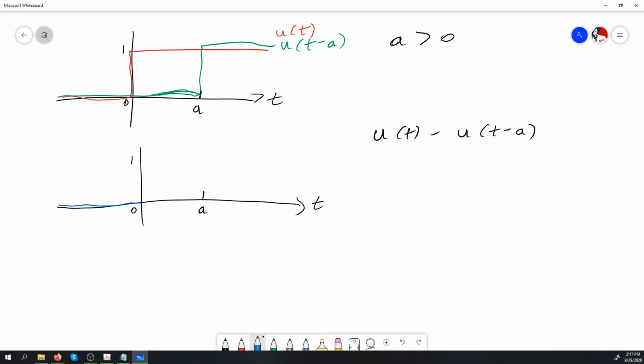And this here is 0. So the u of t value here is 1, but the u of t minus a value here is 0. So we get a result of 1 minus 0 equals 1 in between 0 and a. And then from a onwards, both u of t and u of t minus a are at the value of 1. So this is going to result in 1 minus 1, giving us a value here of 0.